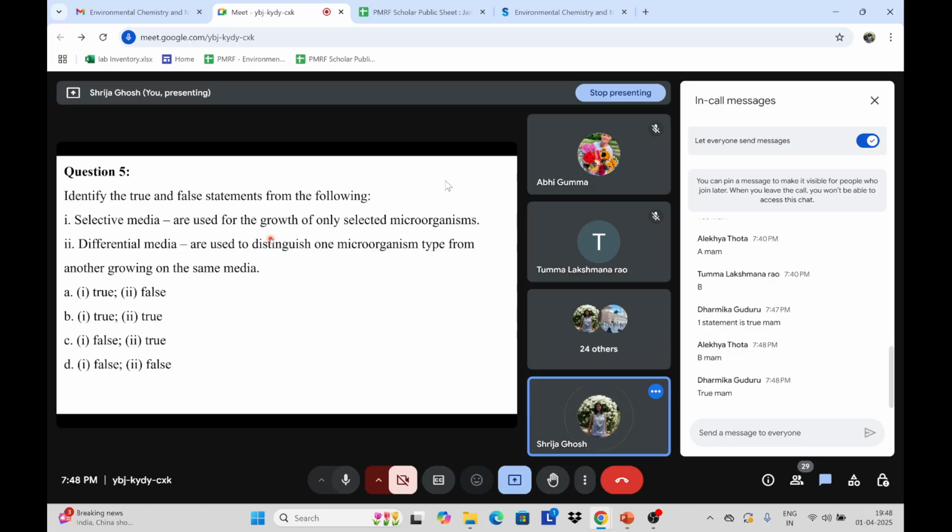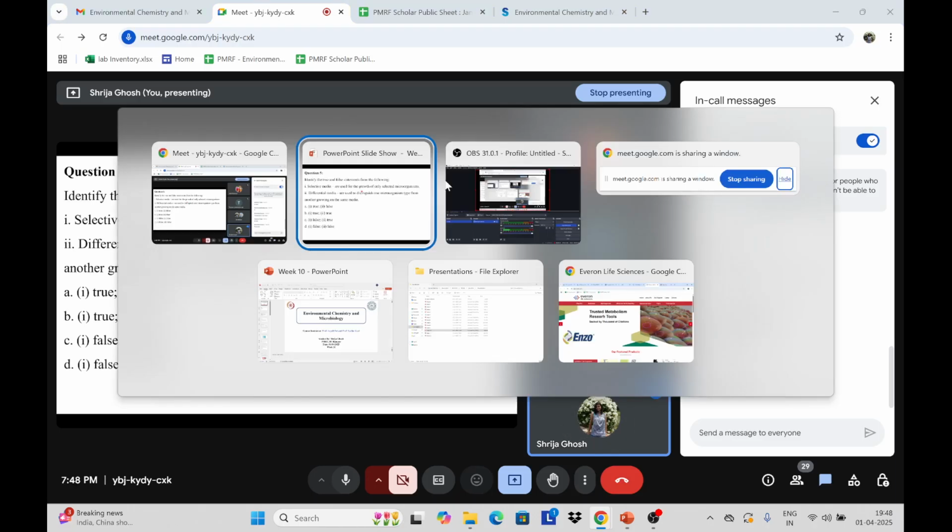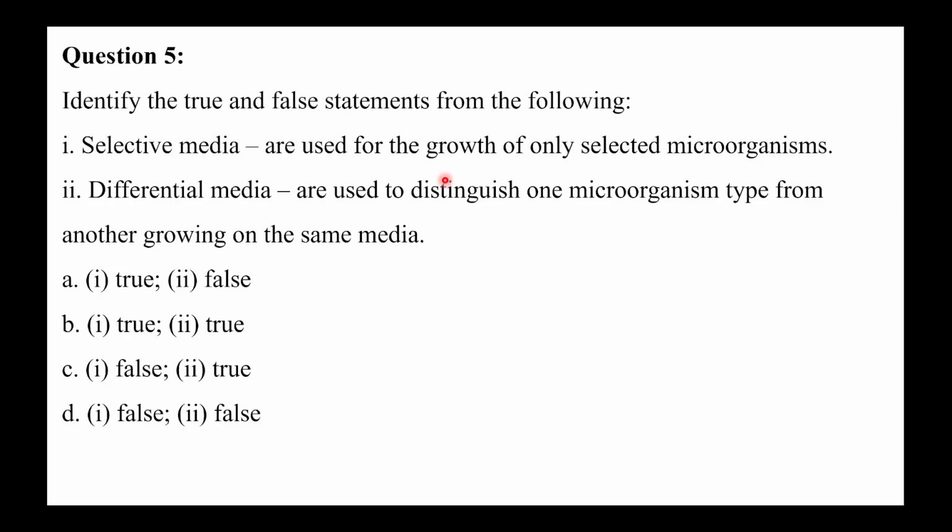Okay, we have one answer as option B. That is both true. Okay, Dharmika also says true. So both the statements are true. That is the correct answer. So selective media is used for growth of only selected microorganisms, and differential media are the ones which are able to distinguish between two microorganisms on the same medium.